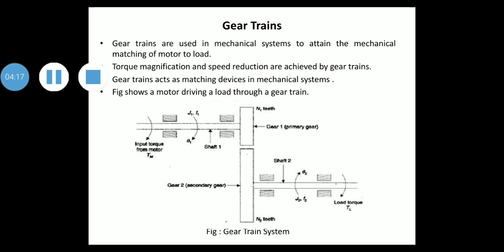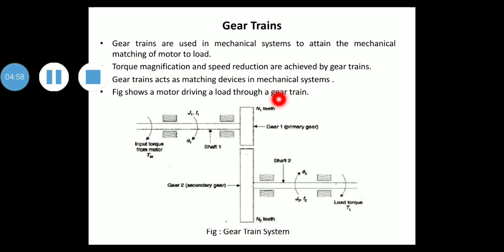So a load with high torque and low speed is driven by such a motor through torque magnification and speed reduction achieved by a gear train. Thus, in mechanical systems, gear trains act as matching devices, like the transformer in electrical systems. This figure shows a motor driving a load through a gear train which consists of two gears coupled together.